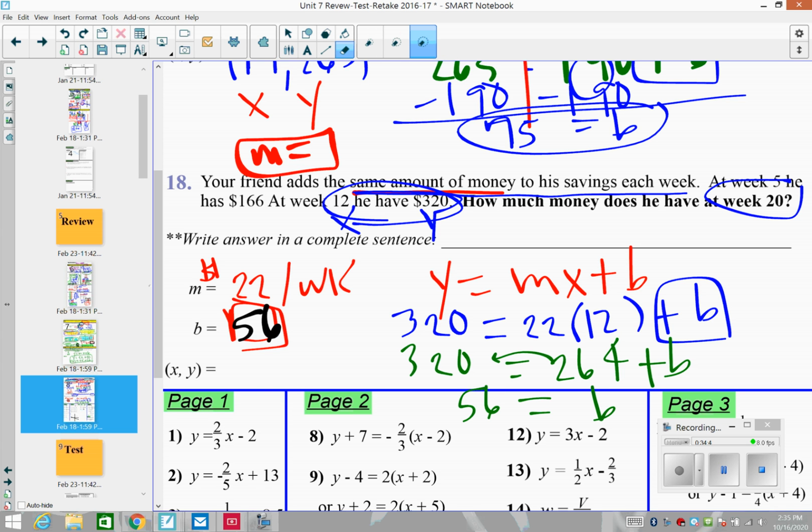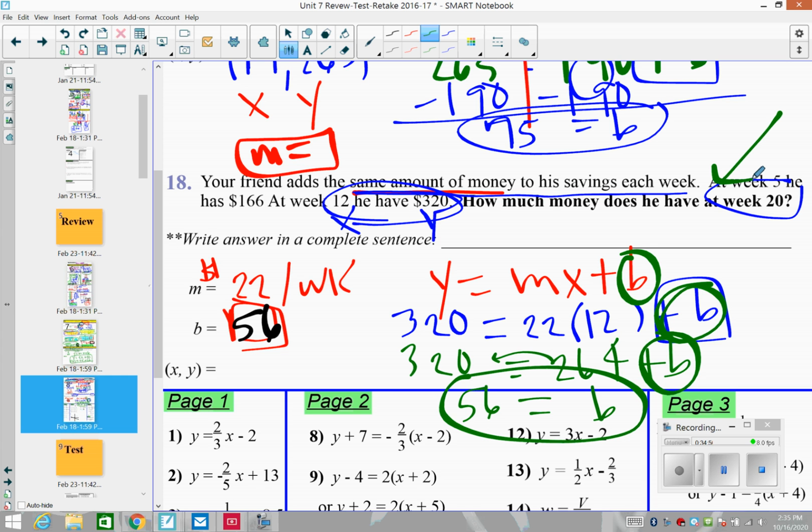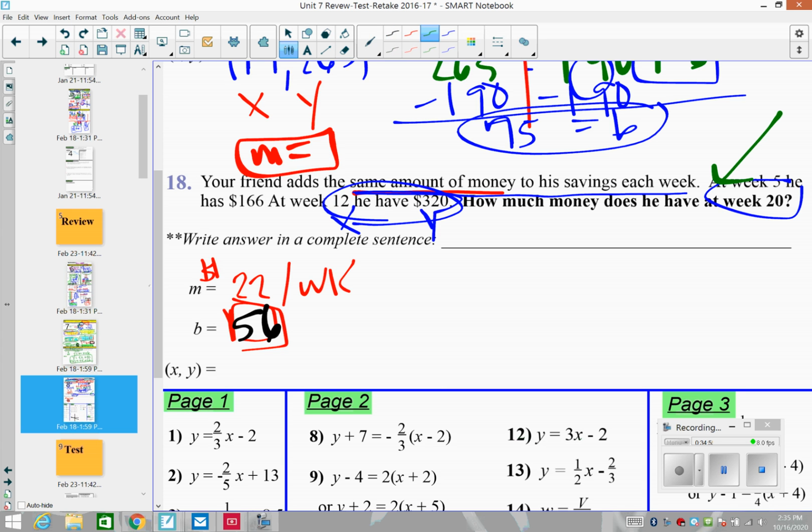So the only intention of the work I just did was to get the b, how much money was in the account at the beginning, because that helps us answer. So I'm going to erase my work here just because of space. And let's go figure out the final question of the day, which is how much money does he have at week 20? We know that y stands for the amount of money. We know that the slope is $22 per week that he adds to his savings each week, and we know that he started with $56.